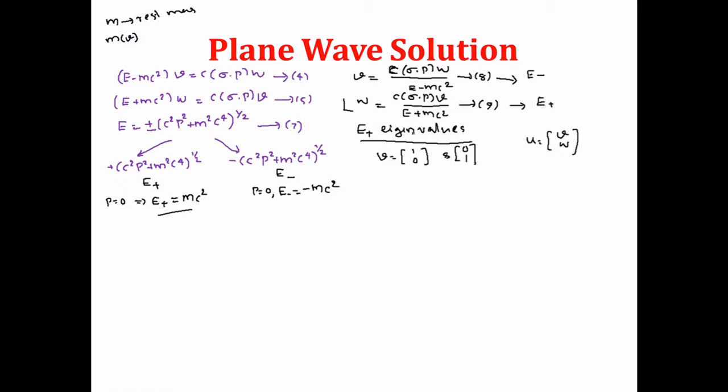So here we are going to substitute the value of V as (1, 0) and (0, 1), then we will calculate the value of W. So what is the value of W from equation number 9? To find the value of W from this equation, you must first calculate sigma dot P. Sigma dot P is equal to sigma x Px plus sigma y Py plus sigma z Pz.